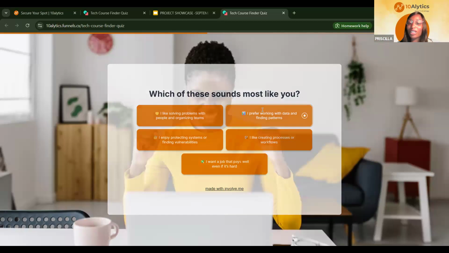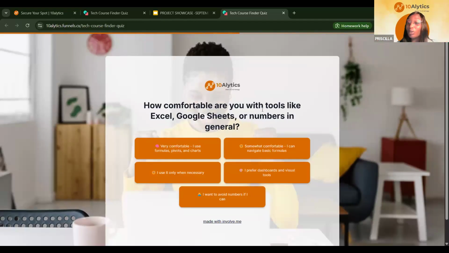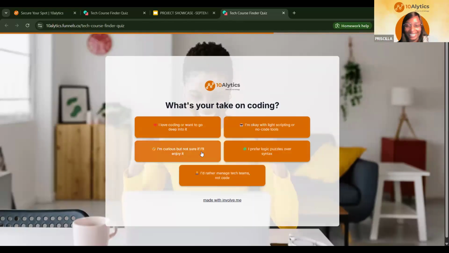And then the next question is, how comfortable are you with tools like Excel, Google Sheets, or numbers in general? So how comfortable are you with numbers? How comfortable are you with Google Sheets or Excel, right? So you pick the one that best suits you. And then it goes to, what's your take on coding? Do you like to code, right? Or you'd rather manage tech teams, you don't want anything that has to do with coding, or you prefer logic puzzles over syntax. So for me, I love coding, right? So I'm going to pick that.